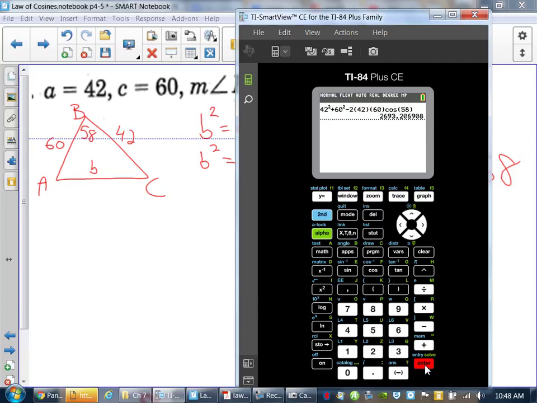Why are you doing law of sines? Okay. When you did this, you have to put a cosine at the end. Yes, sir.